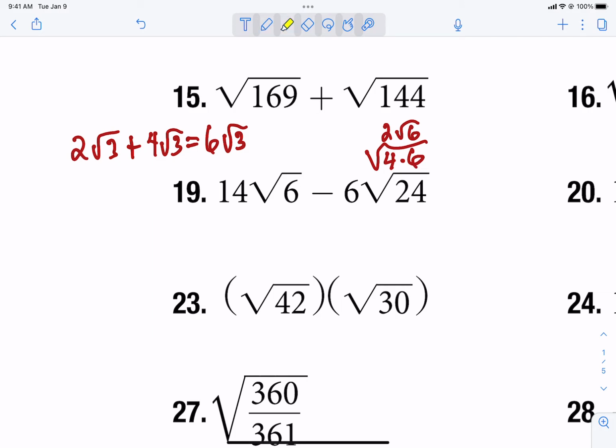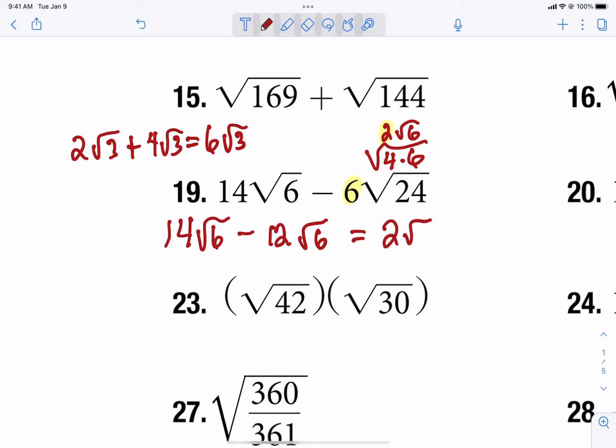Now, what the 2 does is it multiplies by whatever is already currently there. So this technically would be 14 radical 6's minus 12, because 2 times 6 is 12 radical 6's, for a total of just 14 minus 12, or 2 radical 6's. So in order to add radicals, they must be perfect matches inside the radical, and then you add or subtract the front coefficient. Now let's talk about 23.